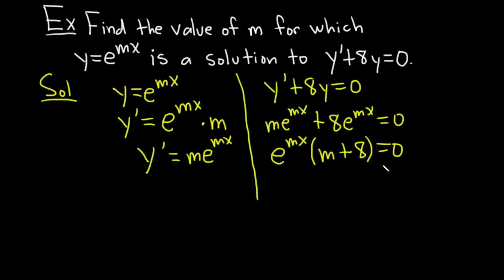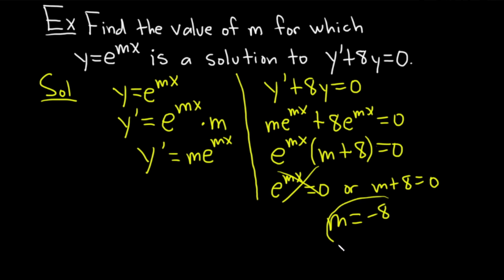Because we have a product and it's equal to 0, you basically set each factor equal to 0. You get e to the mx equals 0, or m plus 8 equals 0. e to the mx can never be 0, so we ignore that. And so m is equal to negative 8. And so that would be the value of m for which y equals e to the mx is a solution.